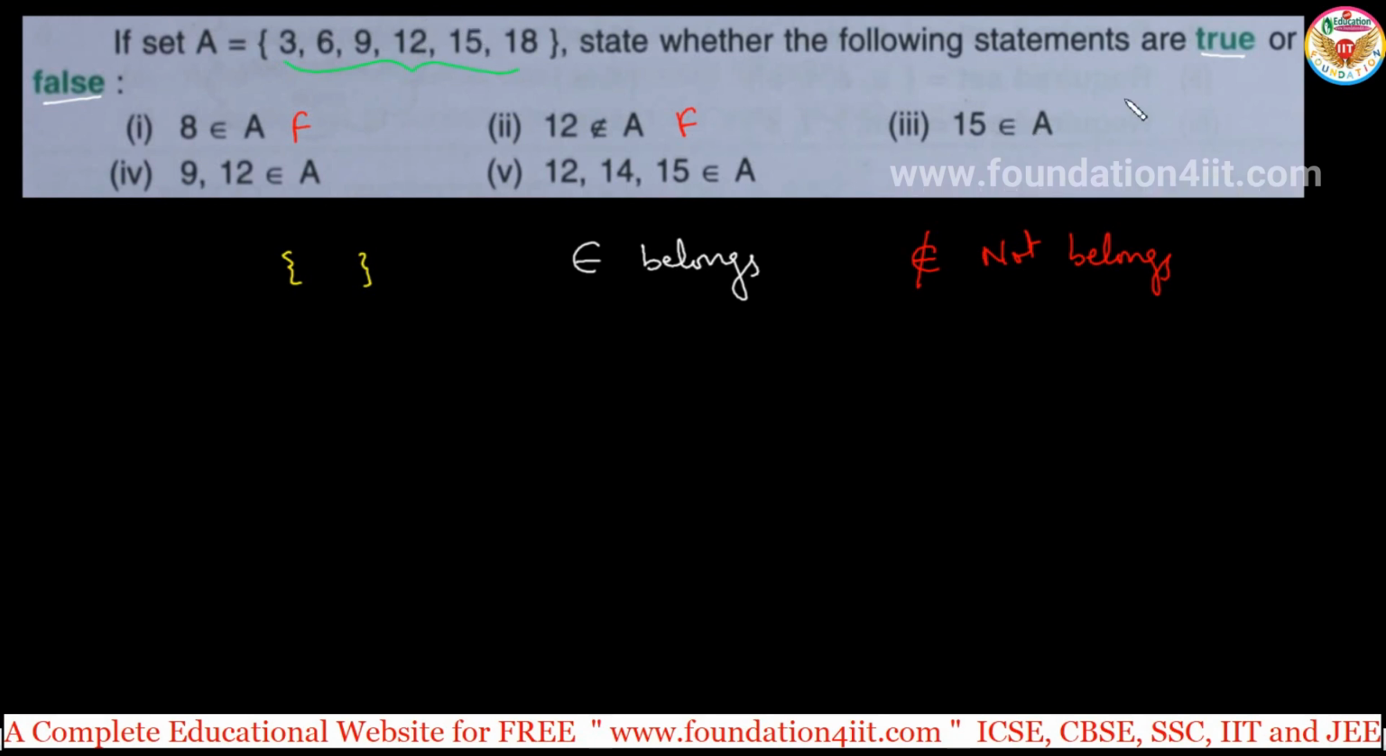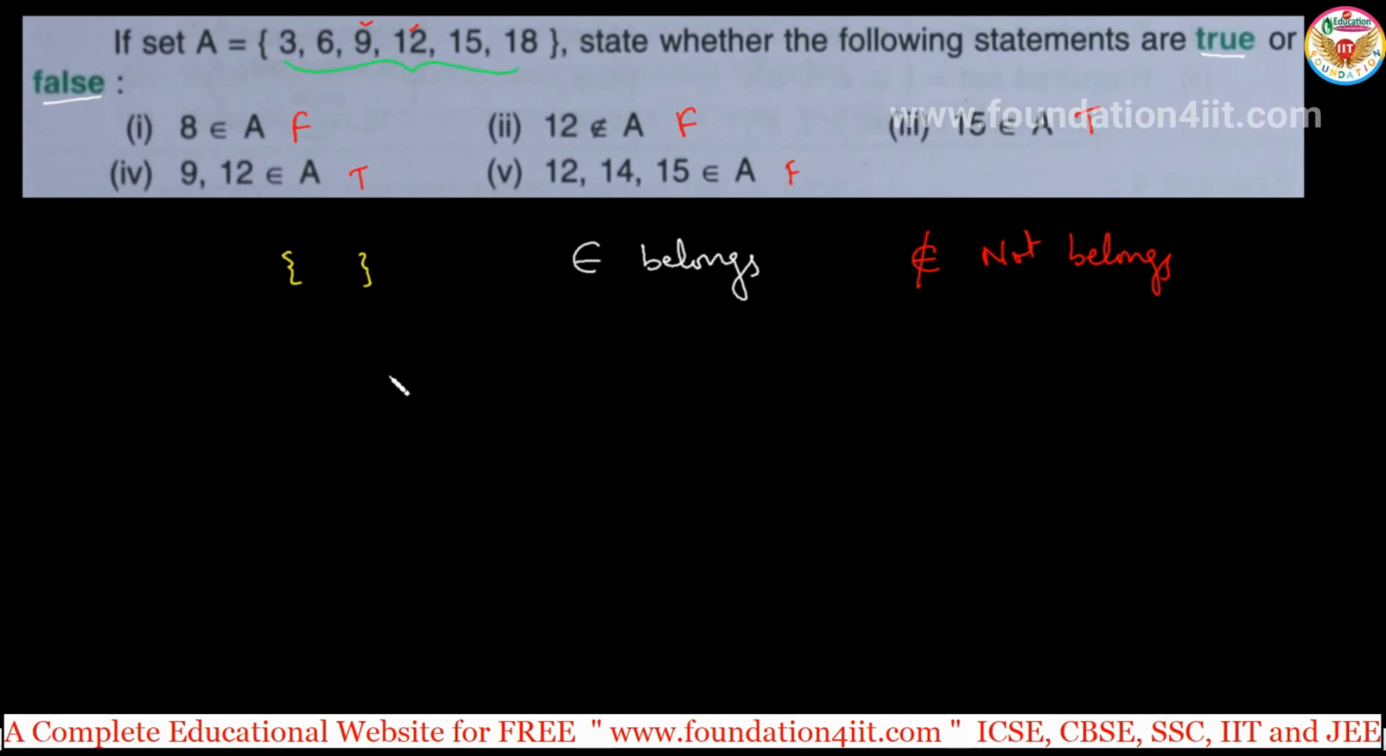Next, 15 belongs to A. 15 is in set A, so true, right. 9 and 12 belong to set A: it is true. 12, 14, 15: 12 is there, 15 is there, but 14 is not there. So it's false, because they mentioned that all three, 12, 14, 15, belong to A. The statement is false in this case. So these are the main notations we'll use.